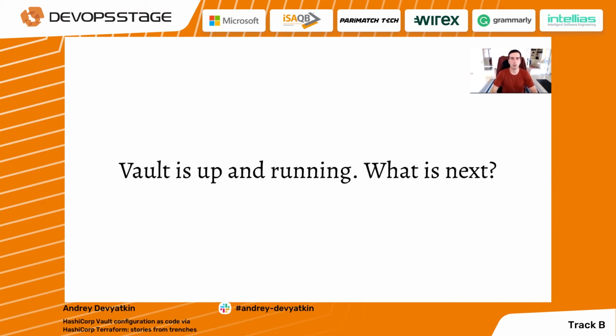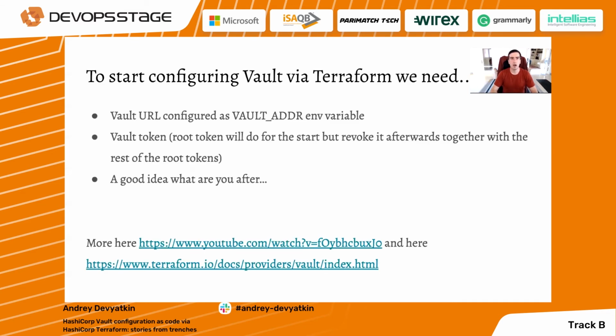So now Vault is up and running. What is next? What are you going to do next, right? You have to start configuring it. And to do that, you will need to have a Vault address environment variable set up, which points to your Vault. And you will need to have a Vault token.